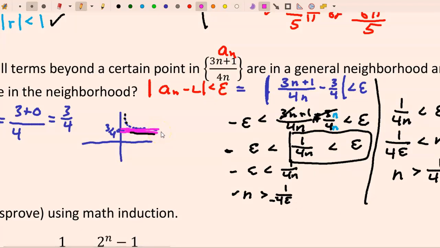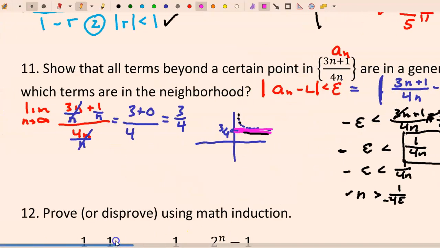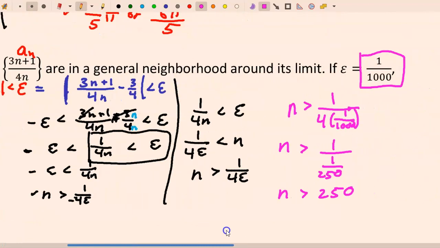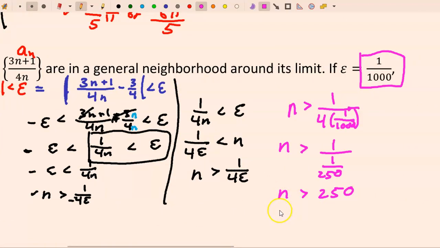Okay. And it says if epsilon equals, I'm going to try to read directions so I make sure I answer the question. It says which terms are in the neighborhood? So 250 gets us to the door or the gate. That means the terms that are actually inside, it's going to come the very next term after the 250th, which is the 251st. N will have to be equal to the 251st. But of course, all the terms after that are also in the neighborhood. It doesn't jump back out, so it's the 251st and everything greater than that. So that's why it's greater than or equal to. And that's the answer you want to have right there. Okay.